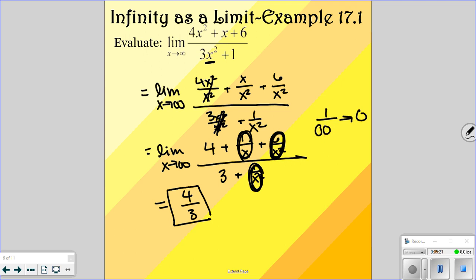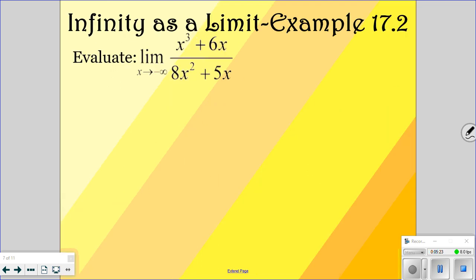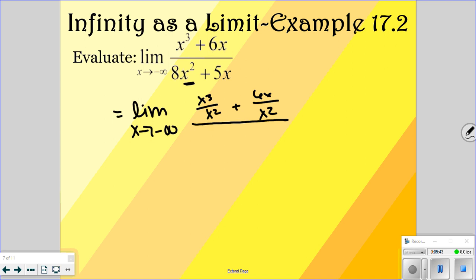Okay, let's look at another one. We are approaching negative infinity this time, but it's still the same concept. You look in your denominator and you divide every term by the largest exponent. So it's still an x squared. So we're going to do x cubed over x squared, 6x over x squared, 8x squared over x squared, and 5x over x squared.